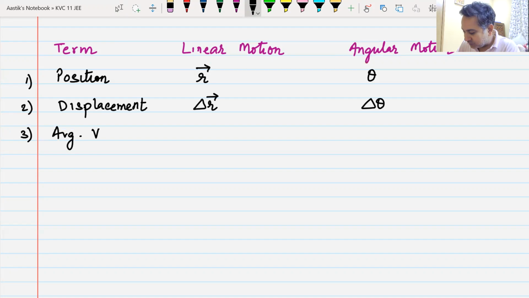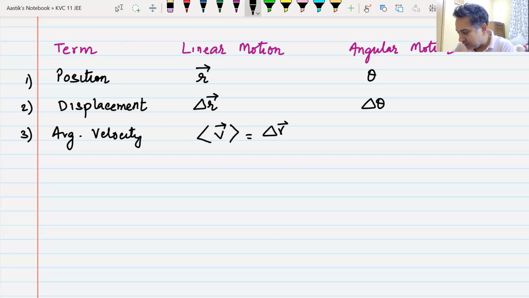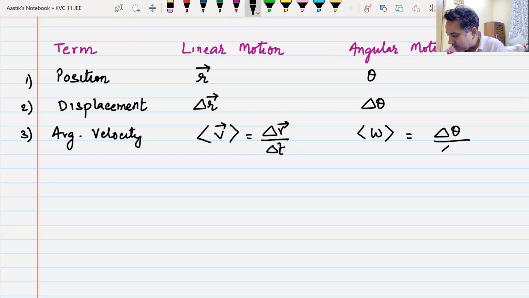The third term was average velocity or average angular velocity. Here it was written as v vector and that was equal to delta r vector by delta t. Here it is written as omega. It is not a vector. Average angular velocity is delta theta, total displacement, divided by total time. I hope everyone is understanding these terms, yes or no?